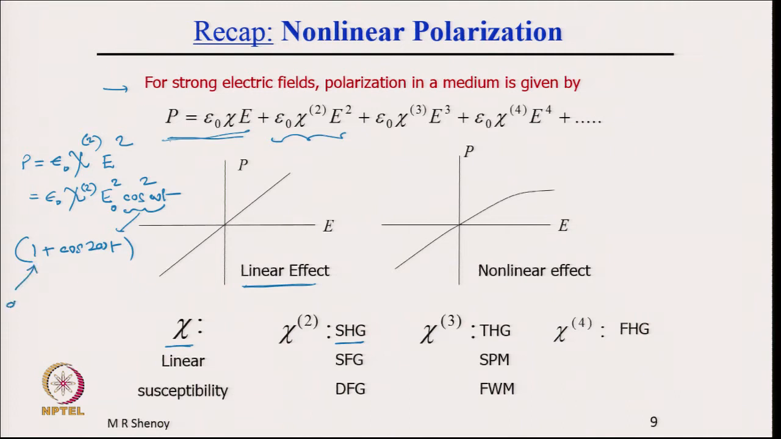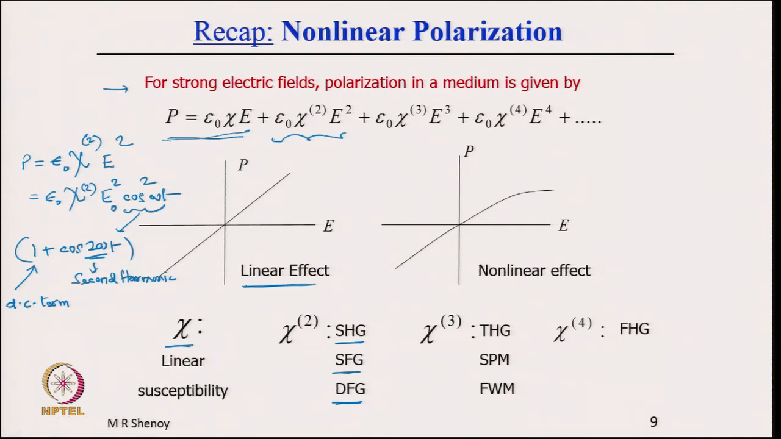So, this is a DC term and a term which is at second harmonic, and therefore, we get second harmonic generation due to the chi 2 term. This represents sum frequency generation and difference frequency generation. We had taken here a single monochromatic wave.